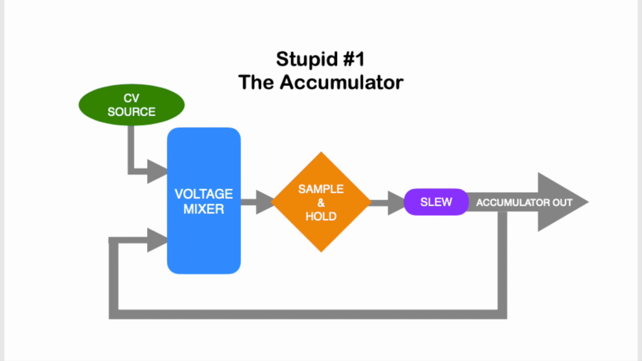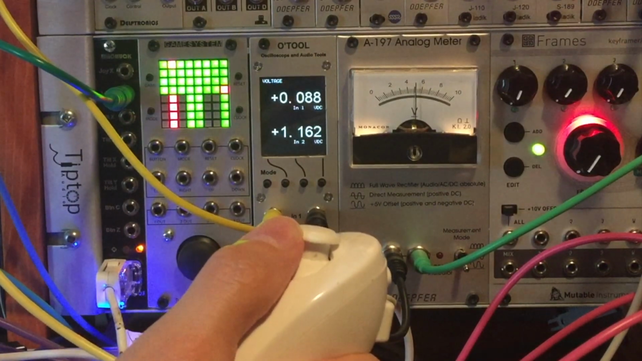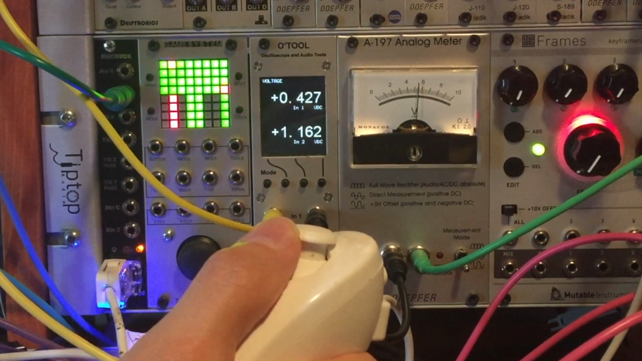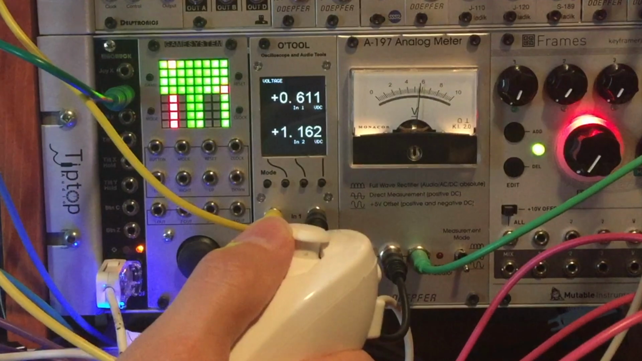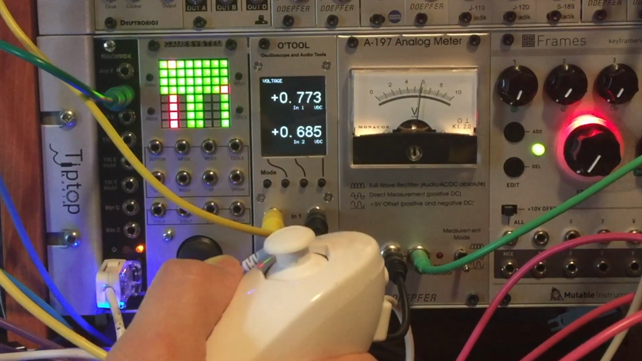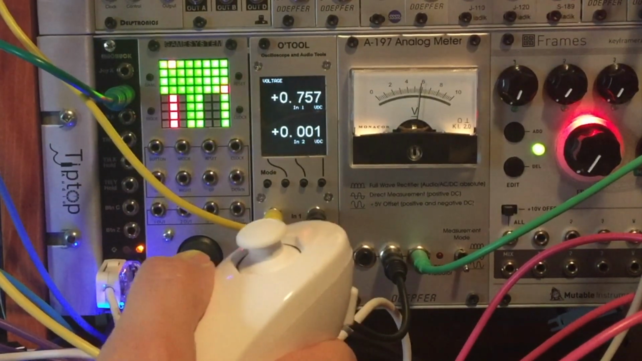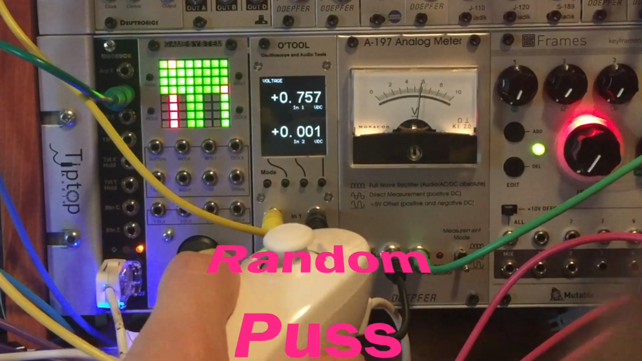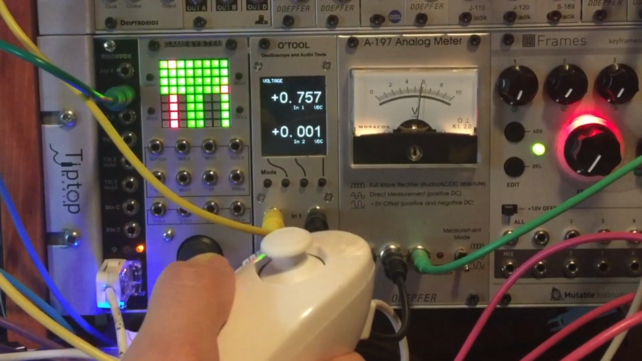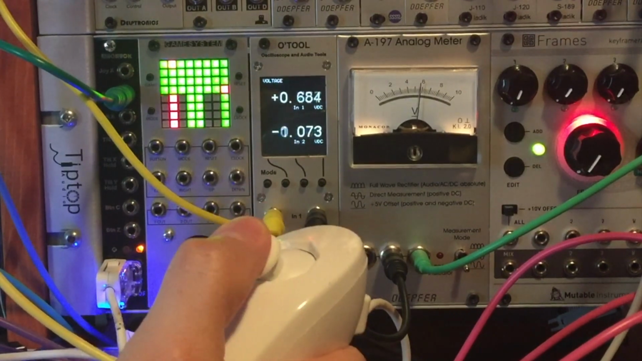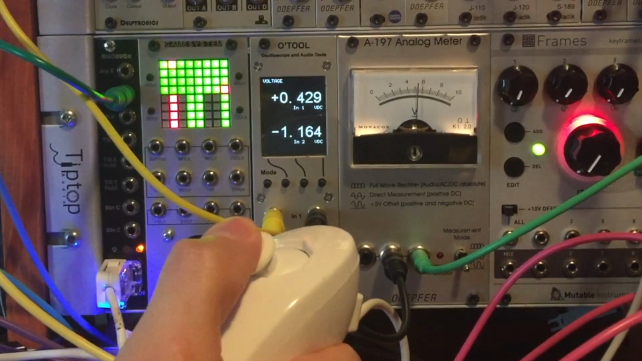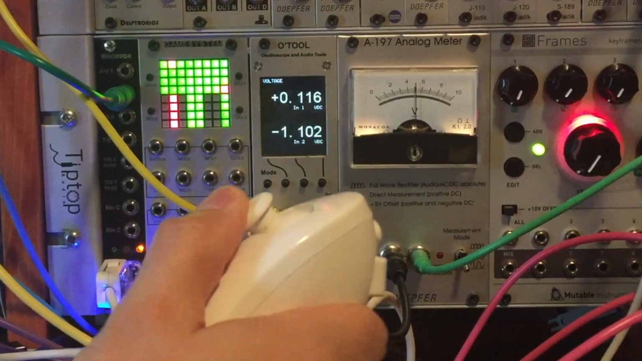Positive voltages will cause the Accumulator patch to rise stepwise based on the sample and hold, and negative voltages will cause it to drop. In this example, I'm using a joystick to add or subtract voltages from the Accumulator patch. You can see on the O-Tool scope that the top values are the current values of the accumulator, and the bottom values are the voltages that I'm adding or subtracting by about 1 volt each way.